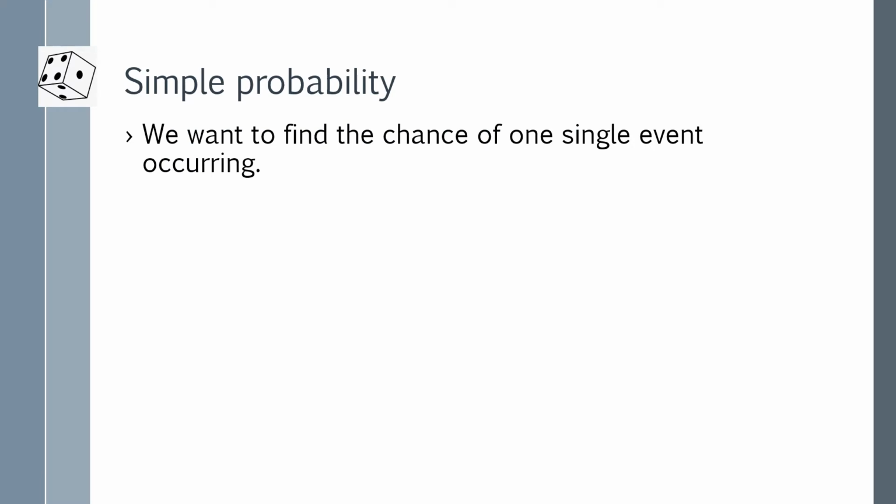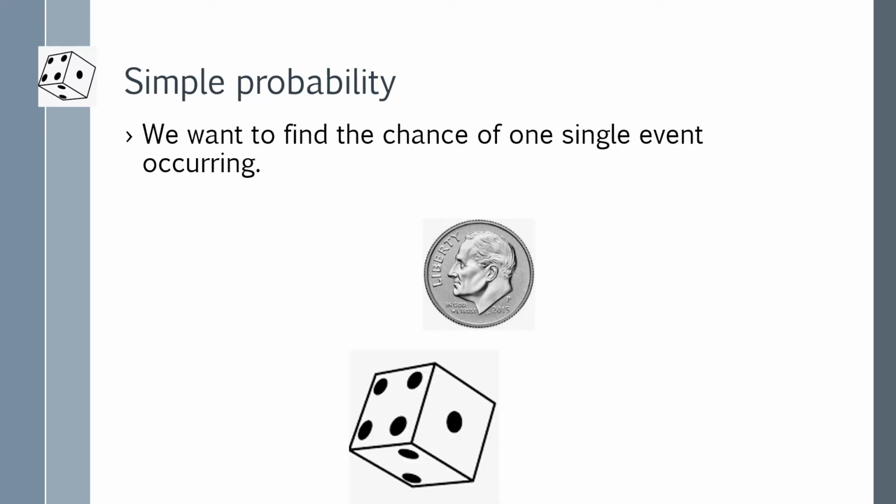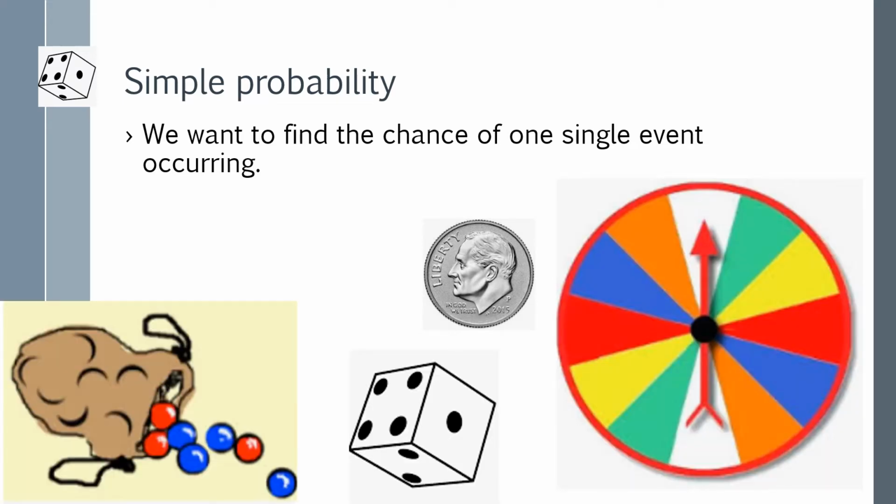Simple probability is simple. With simple probability, we want to find the chance of one single event occurring. When learning probability, we often use real items like coins, dice, spinners, marbles, tiles, or even playing cards.